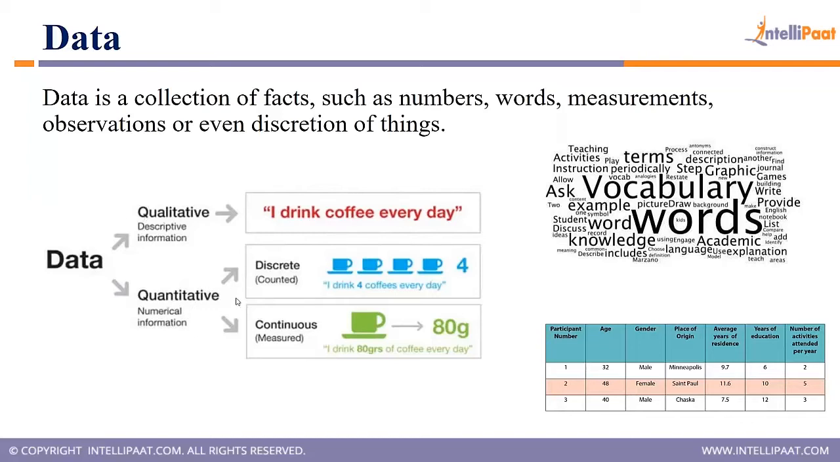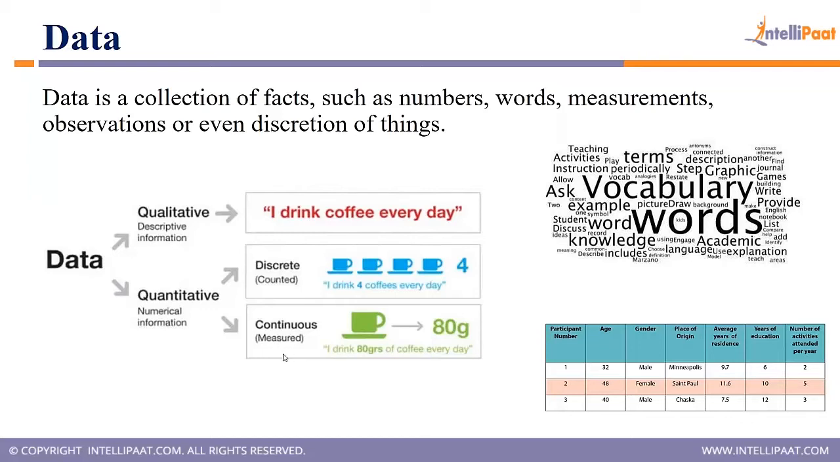In the quantitative data, let's say, it is divided into discrete and continuous, further divided into these two sections. Discrete gives you a counted value, and continuous data gives you a measurable amount of the quantity, right? So for example, I drink 4 coffees every day, 4 is your discrete value, the counted value, right? And if you say I drink 80 grams of coffee every day, this is your measurable data.